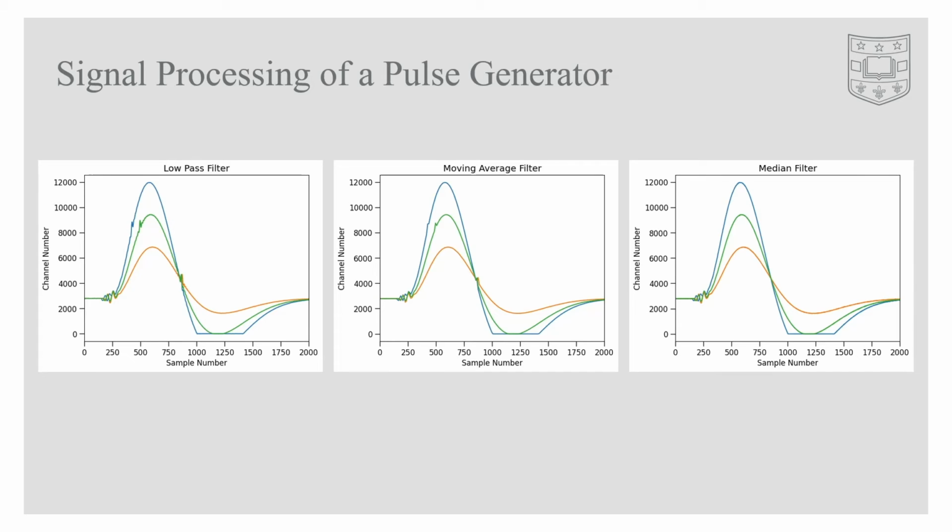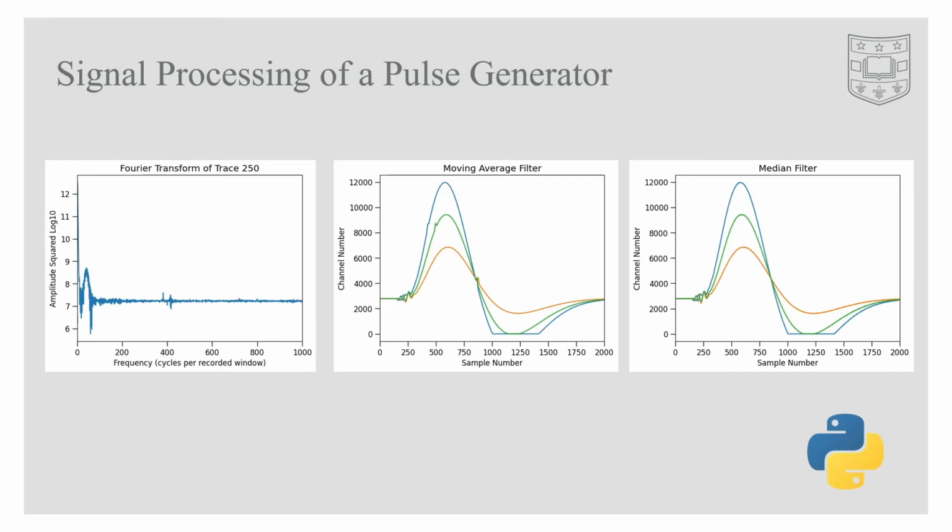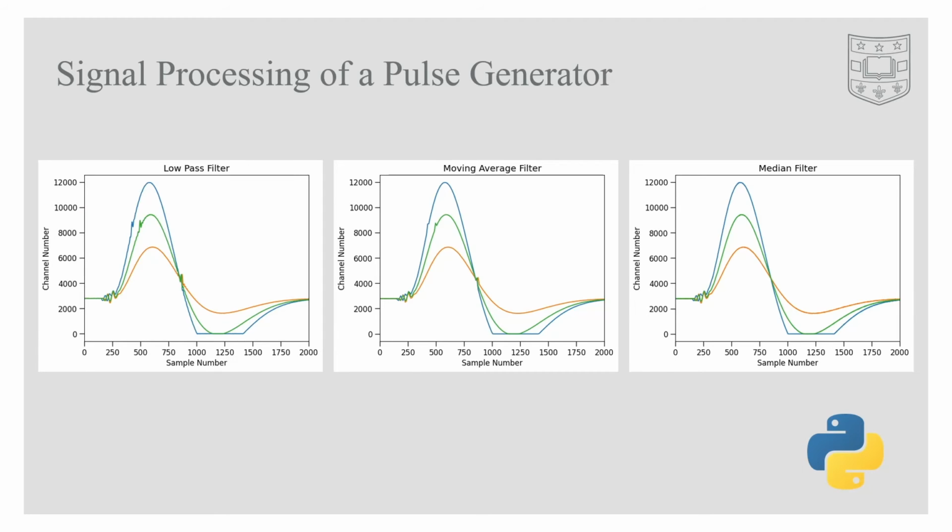Our goal was to find the filter that works the best at removing these spikes while distorting our data the least. On the left here, the low pass filter works by taking the Fourier transform and finding a point to cut off all the higher frequencies. The goal of that is to eliminate the high frequency spikes that exist on the pulses.